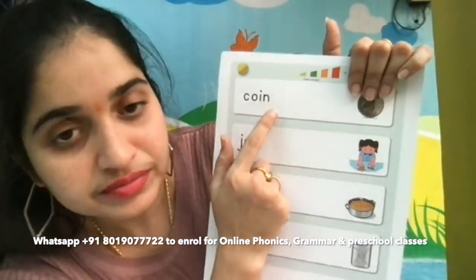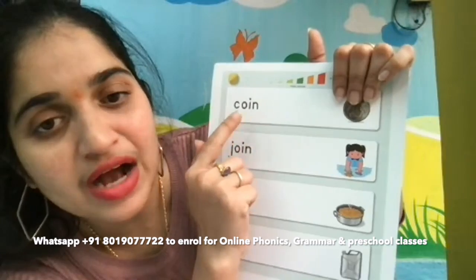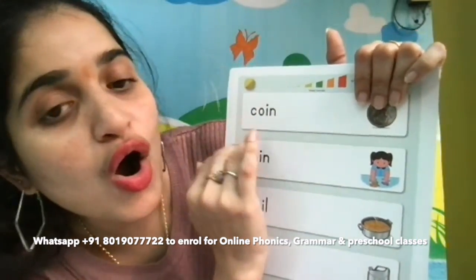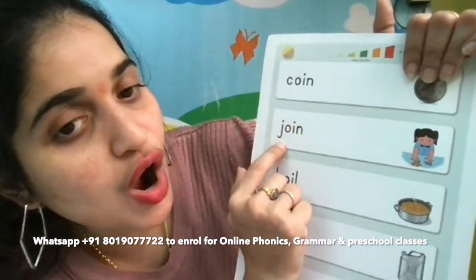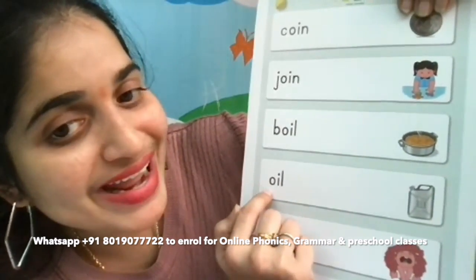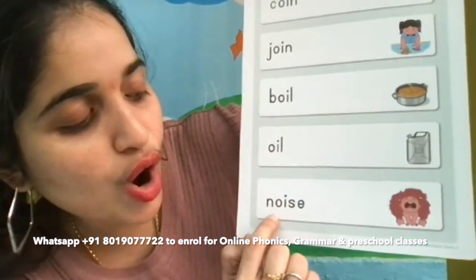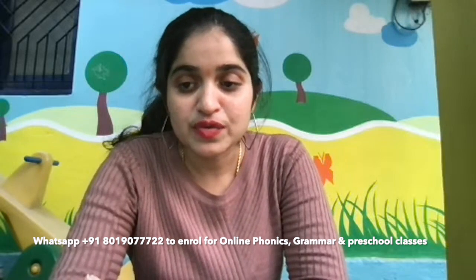O and I. This is also a gliding vowel when it comes in the middle. As in coin. Gliding vowel. Coin. Join. Boil. Oil. Noise. All right, these are the vowel blends. So there are so many concepts in blending also. If you are planning to join our online classes, as I mentioned to you, you can get in touch with us for more details.